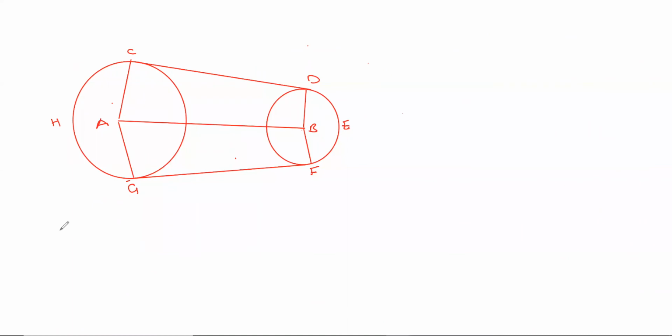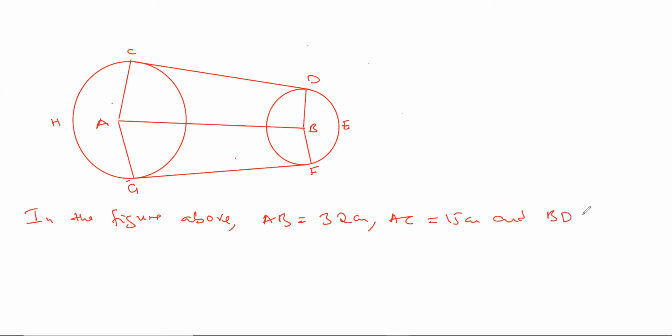Now you try this question, in case you understood the process of how we did the other question. Everything we did, you will do the same. So the question is: in the figure above, AB equals 32 centimeters, AC equals 15 centimeters, and BD equals 9 centimeters.